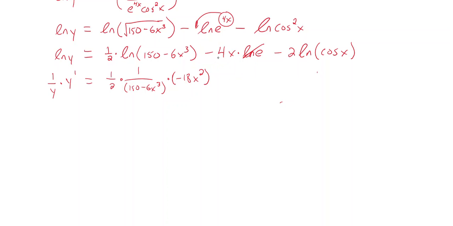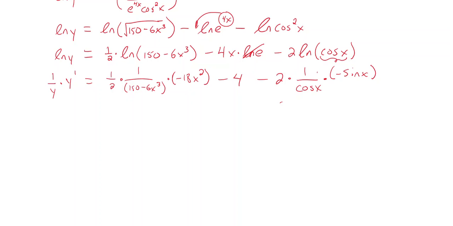Okay, and then moving on here. Now this just becomes minus 4. And then moving on to this one, we've got minus 2 times 1 over cos x, and then times the derivative of the inside, so that would be times negative sine x.